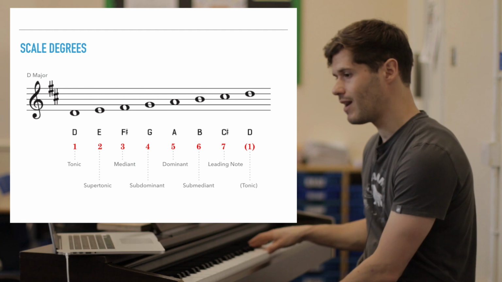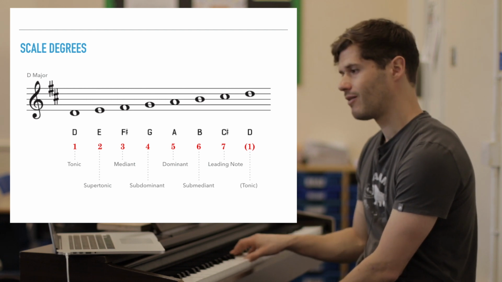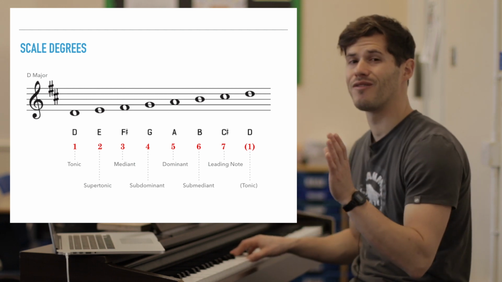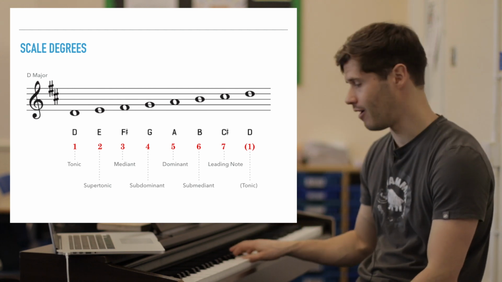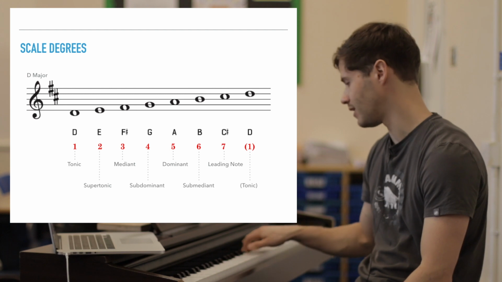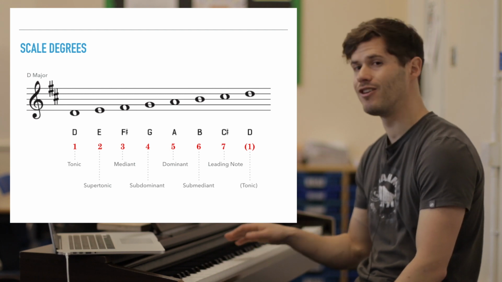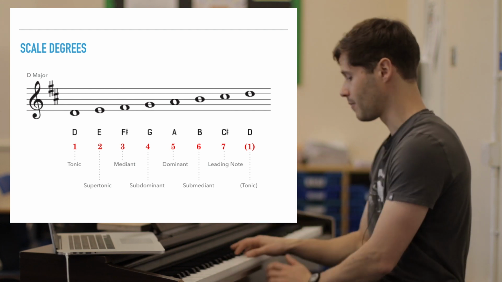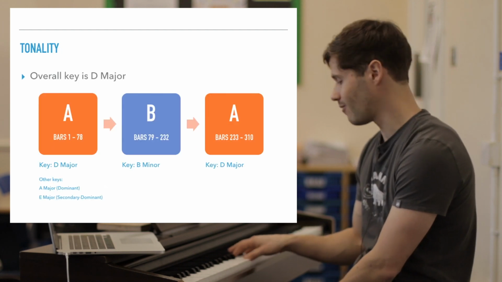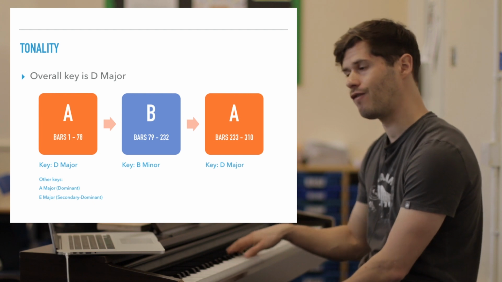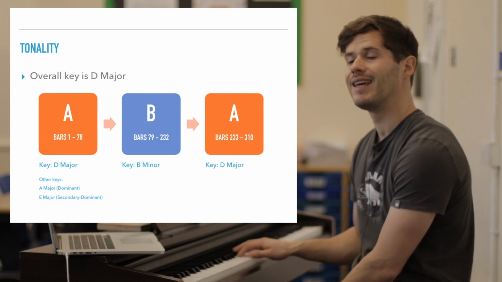Now once we're in A major, we've got a new set of scale degrees. So A is now the tonic. There's 1. 1, 2, 3, 4, 5, 6, 7, 1. So we've got a new set of scale degrees because we've changed key. 1 is now A, and the dominant, 1, 2, 3, 4, 5, the fifth, the dominant in A is E major.